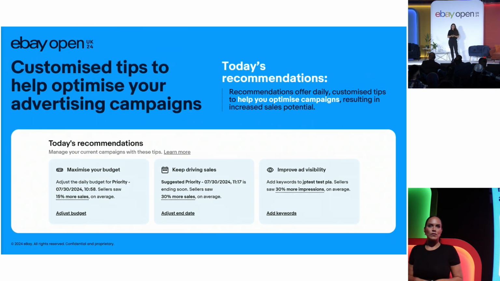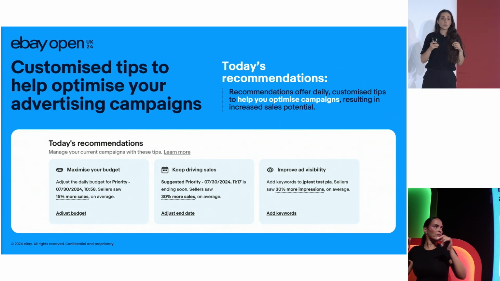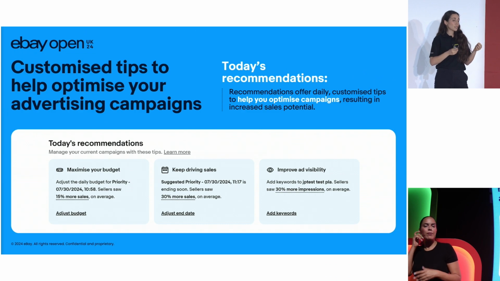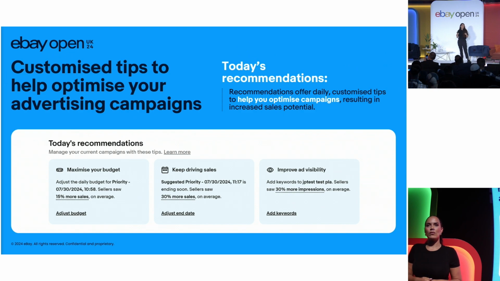So today's recommendations, these are daily dynamic recommendations. It's a tile that pops up at the top of your advertising dashboard. It looks just like this. And these will have tips around how to optimize your campaign and make those quick adjustments and take you straight to the place where you can do that. This is designed to save you hours of trawling through reports and trying to figure out what those optimizations are. We're telling you how to do that.